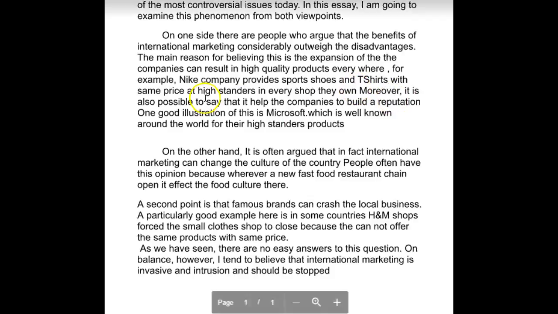Full stop here. Moreover, it is also possible to say that it helps the companies, or that it assists the companies to build a solid reputation. Full stop. One good illustration of this is Microsoft, which is well known around the world for high standards products. Yeah, but I want your thoughts on the matter. At this point, at the end of a paragraph, where we're supposed to be summarizing our idea, I want your thoughts on the matter. So in a paragraph, we have about 4 sentences. We introduce the idea, we expand into it slightly, we then support our statement, and we explain it at the end. 1 idea, 4 sentences. I feel that here we're beginning to add extra information to our paragraph that doesn't need to be there.